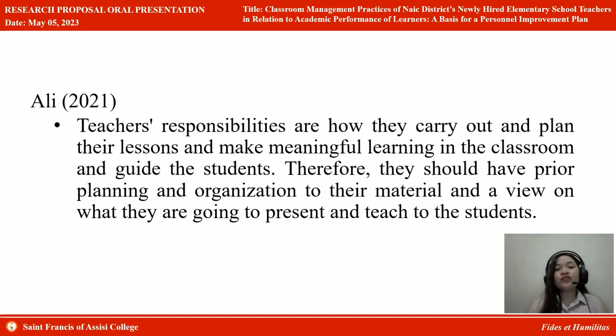In the year 2021, according to Ali, teachers' responsibilities are how they carry out and plan their lessons and make meaningful learning in the classroom and guide the students. Therefore, they should have prior planning and organization to their material and a view on what they are going to present and teach to the students.